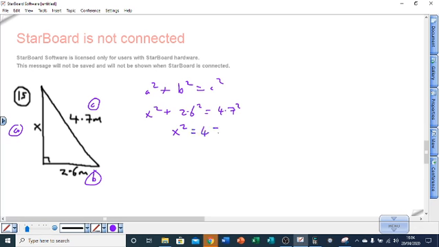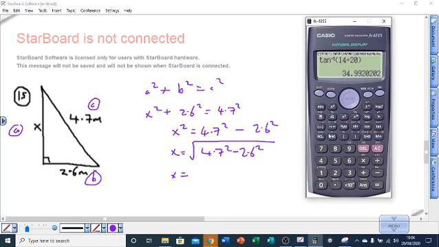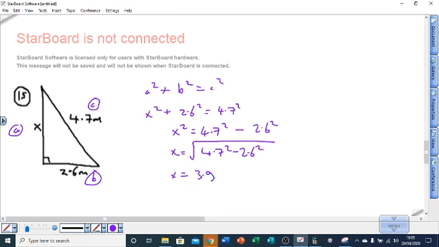X squared is 4.7 squared, take away 2.6 squared. So to undo it, we square root. X is the square root of 4.7 squared take away 2.6 squared. And again, the units are meters to 1 dp, it's a length. So all I've got to work out is the square root of 4.7 squared minus 2.6 squared, and we get 3.9. So 3.9 meters to 1 dp.